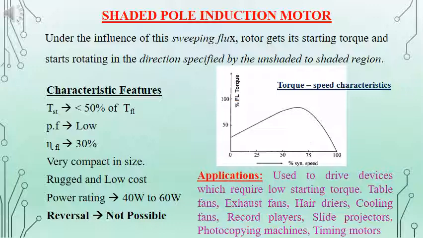When we consider the applications of the shaded pole induction motor, it can be used for applications where we require a low starting torque. For example, table fans, exhaust fans, hair dryers, cooling fans, record players, slide projectors, photocopying machines, timing motors, etc.